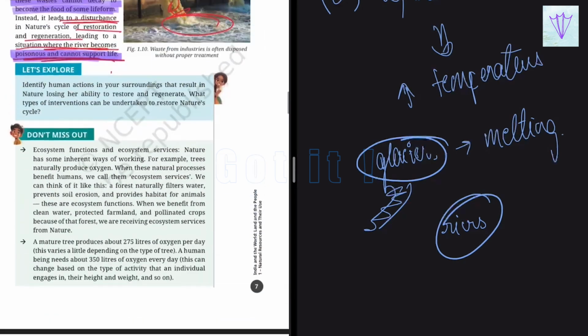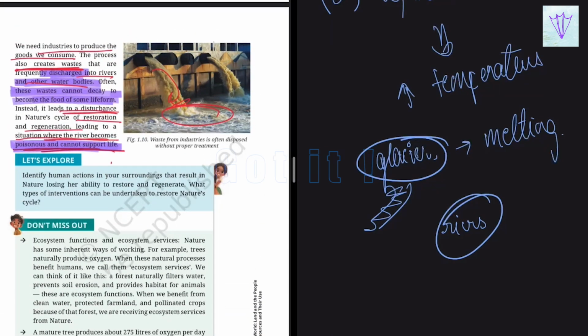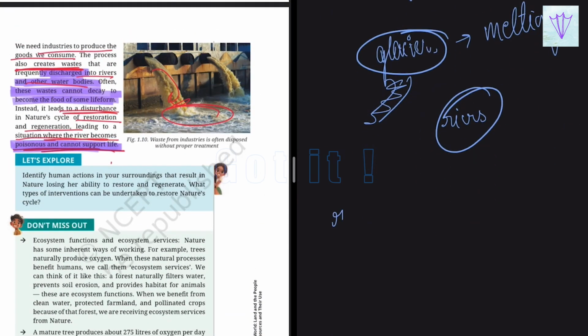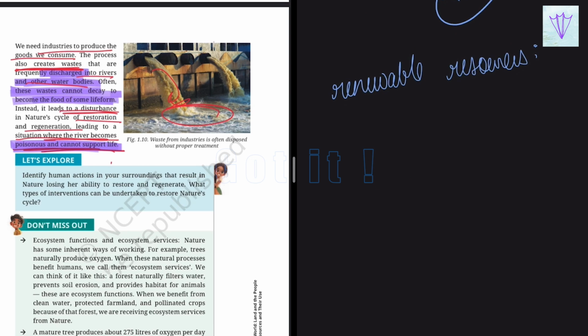So to summarize the renewable resources, the category that is renewable resources, we can say that these are the natural resources.